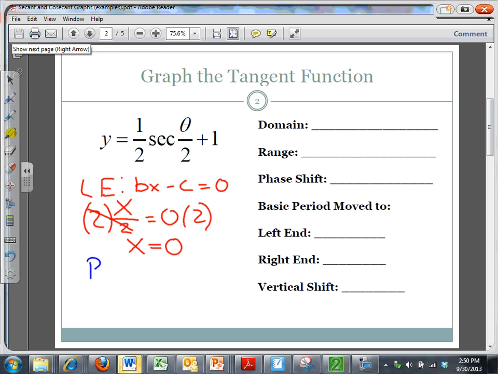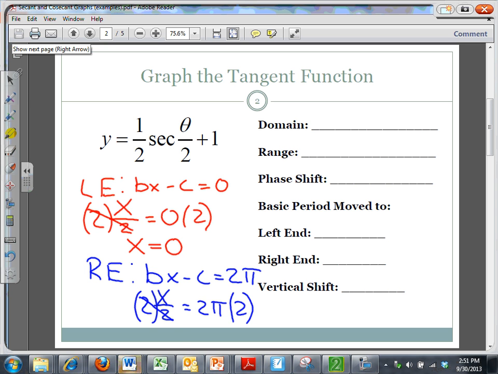Now for my right endpoint, I have B times X minus C is equal to 2 pi. Once again, I have no C, so it's just X divided by 2 equals 2 pi. If I multiply both sides again by 2, I get that my right endpoint is 4 pi. Once again, if you need to pause the video so you can make sure you take down these notes, feel free to go ahead and do that. But I'm about to clear it off.